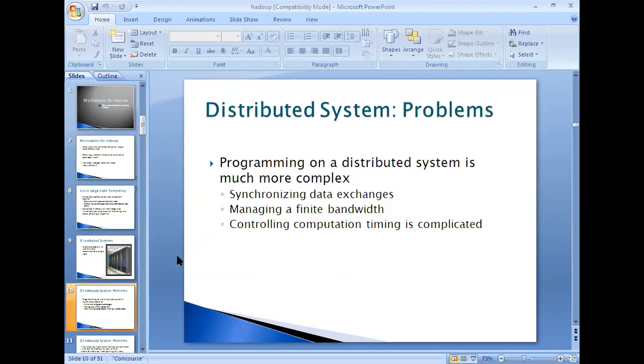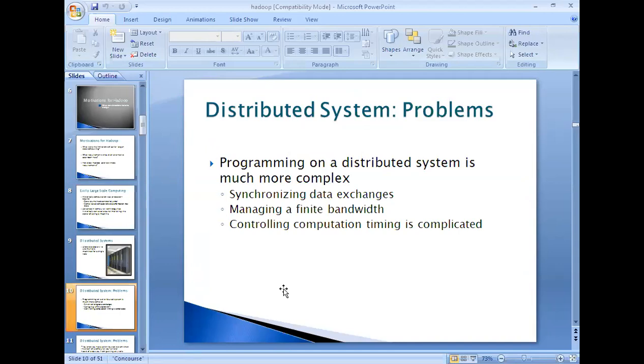Let us try to understand what problems exist with the distributed file system. Programming on a distributed system is much more complex because of synchronizing the data exchanges, since the data is processed at different systems. One may complete too early, and one may take a lot of time to process. So we need to synchronize all the data exchanges between one system and the other system where the same task is available.